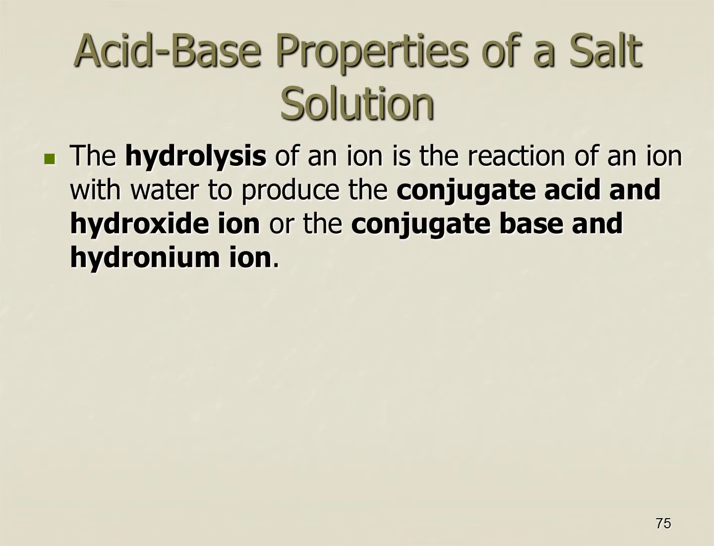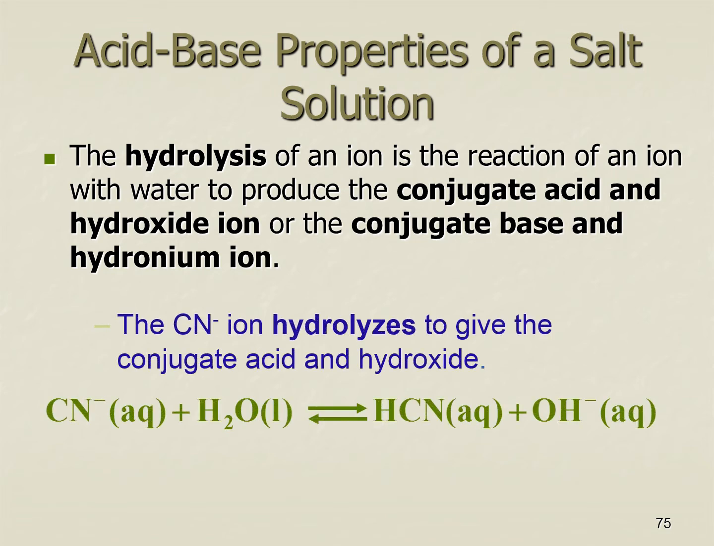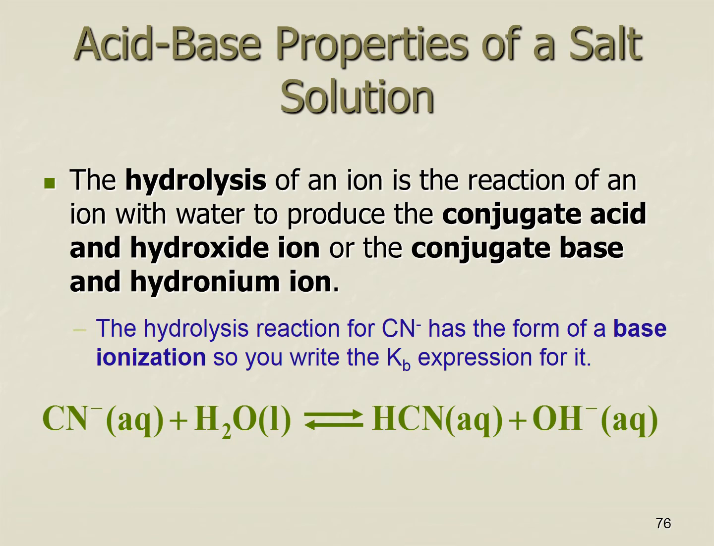The hydrolysis of an ion is just the reaction of the ion with water. Now, if the ion is a base, then it will produce the conjugate acid and a hydroxide ion. If the ion is an acid, it will produce the conjugate base and the hydronium ion. So in our example, CN- hydrolyzes to give us the conjugate acid and the hydroxide ion. Because CN- hydrolysis is an equilibrium, we can actually write a Kb expression for it, which we will do in just a little while.